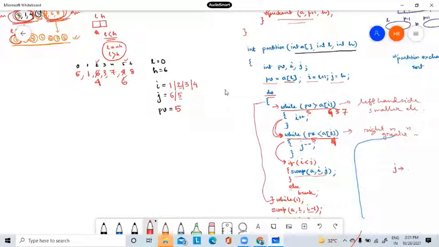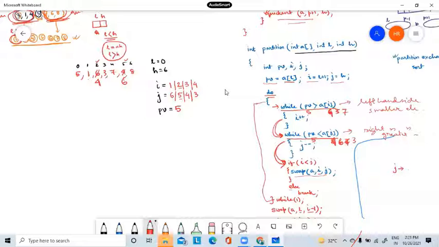It will move into this part. Pivot is 5. What is in A of J? A of J means 6. So 6 greater than 5, satisfying, J minus minus. J becomes 4 index value. What is in the 4 index value? It is 7. 7 greater than 5, satisfying, so J minus minus becomes 3. What is in 3? The element is 3. Now it is not satisfying. It will come out from the loop.